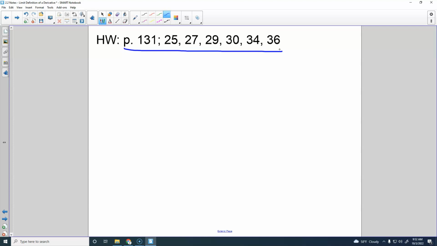And then we are going to do, let's do page 131. We're going to do 15 through 23 odd. Okay, you are finding the derivative here. It's the general form, so you have to use the f of x plus h minus f of x over h for this.